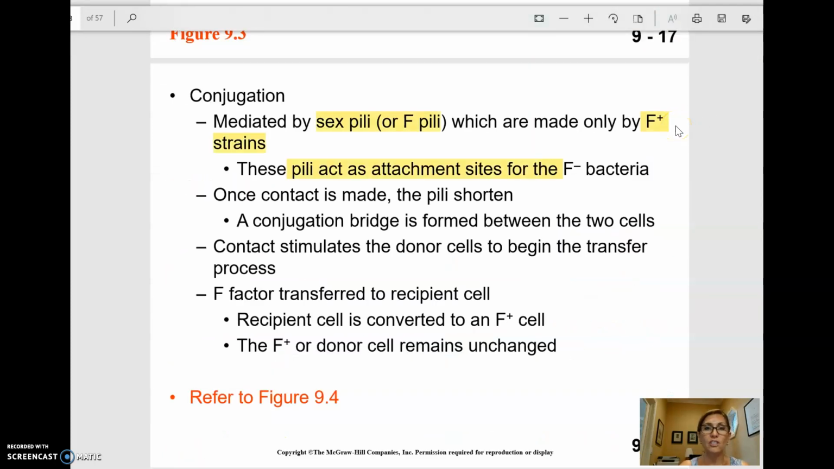Once the conjugation has started, the conjugation event usually finishes up. The conjugation bridge or pilus is formed between the two cells. Okay, so the bridge is the same thing as the pilus. And the donor cell is the F plus cell. The recipient cell is the F negative cell.